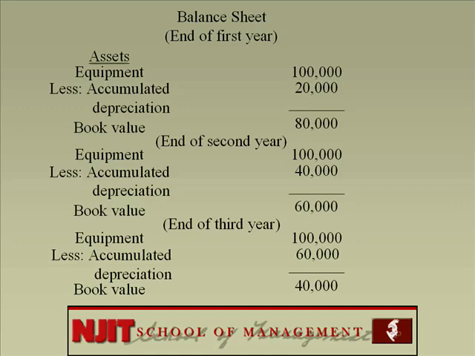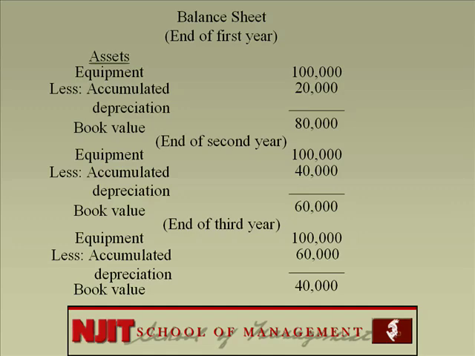So it's like 40,000 has got used up. So equipment at 100, less accumulated depreciation 40, and the book value is 60. What about the third year? The equipment, you paid 100, but now 60,000 worth of equipment has got used up. So the book value is 40,000. And it goes on every year.